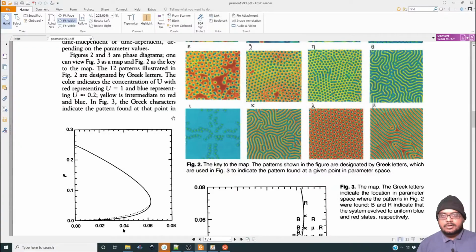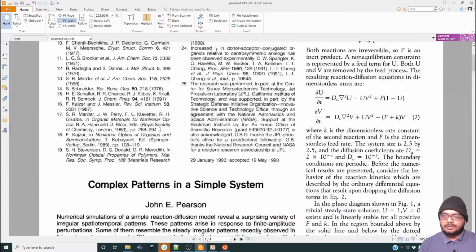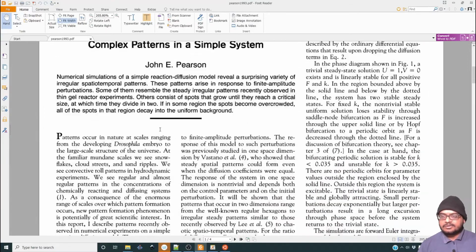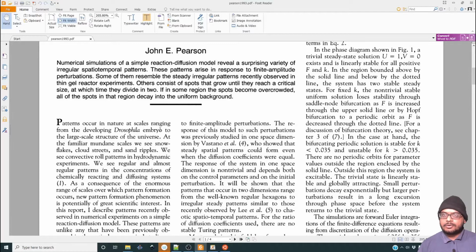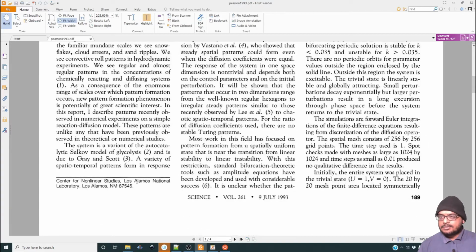Everyone, in this lecture we're gonna have a look at some spatial patterns in very simple systems. In particular, we'll be looking at the article by John Pearson titled Complex Patterns in a Simple System, which was published in 1993 in the journal Science.